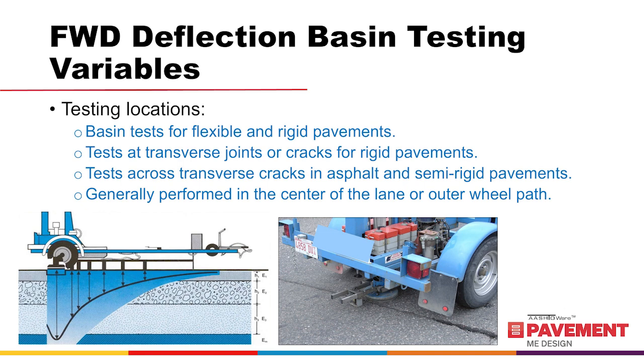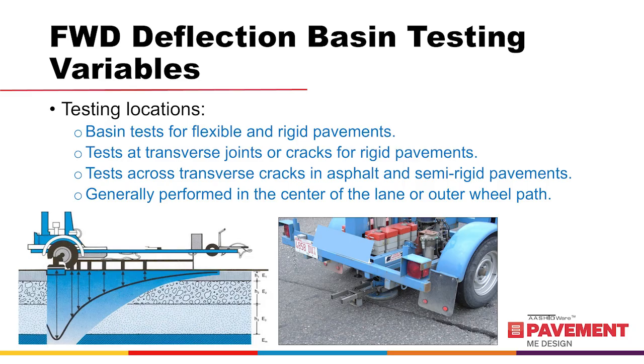The final FWD deflection basin testing variable discussed is the testing location. By location, we are referring to what type of location the FWD is measuring the deflections. As an example, wheel path, non-wheel path, across a transverse joint or crack, edge lane, and/or corner measurements. Deflection basin tests are used for back-calculating pavement layer parameters and are generally taken at non-distressed areas for flexible pavement and at midpoint, which is also non-distressed locations, for rigid pavement.